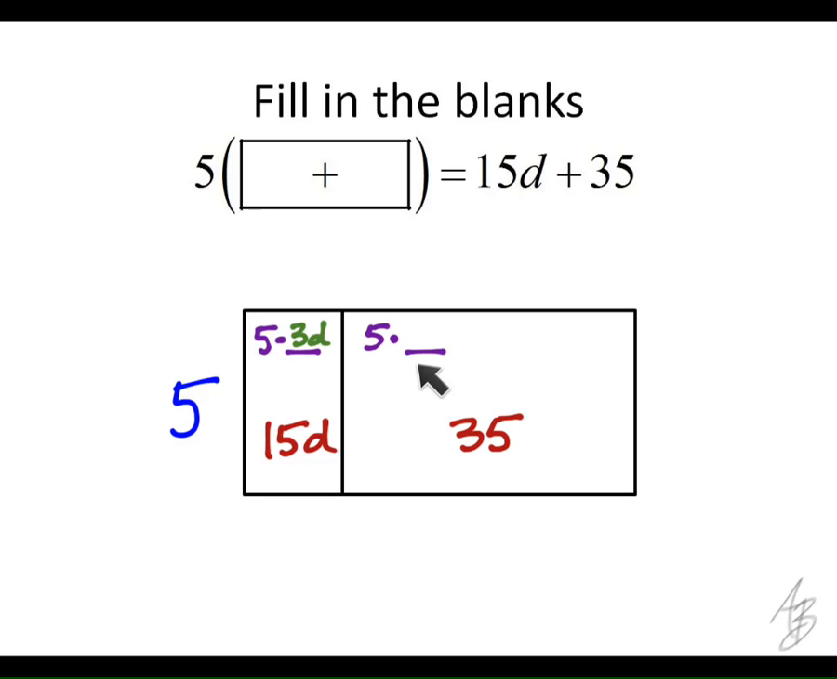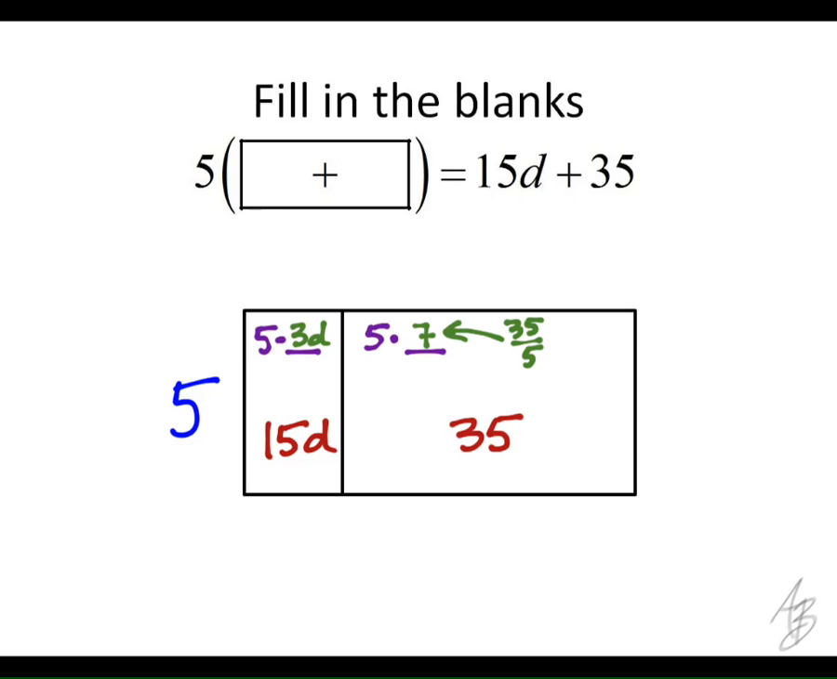What do we multiply by 5 to get 35? Alice? Okay. And if you didn't know that, to figure that out, you could do, I'll just write this off to the side, 35 divided by 5. And that's going to tell you what goes there.